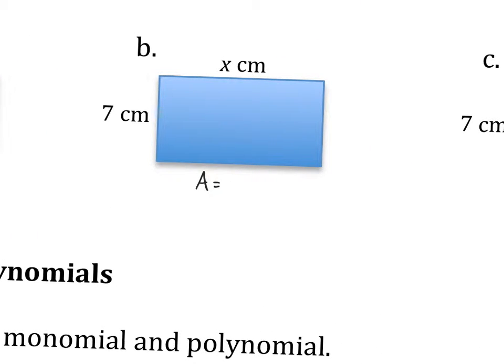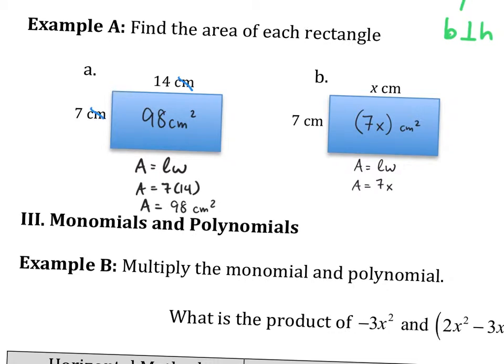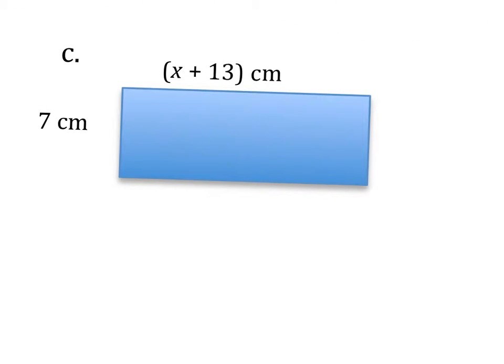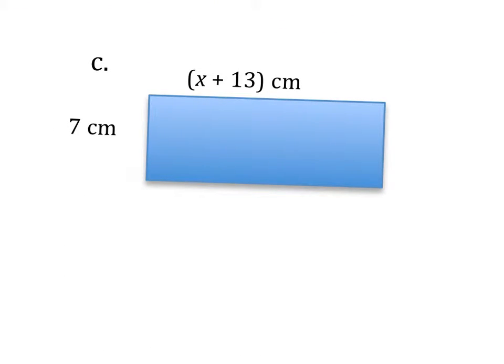We have area is length times width. In this case, area is 7 times x, and that's it. My area is 7x centimeters squared, and sometimes you're going to see parentheses around that bit right there. So what do we do when we have even more that we don't know? I don't know x, but something's being added to that x, a 13.